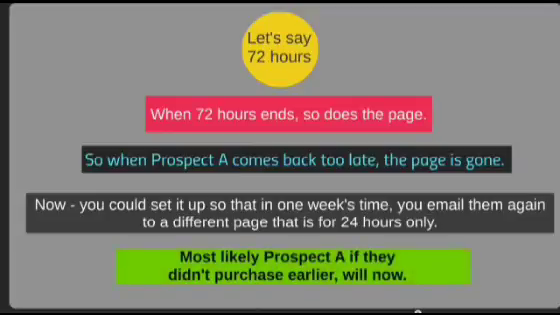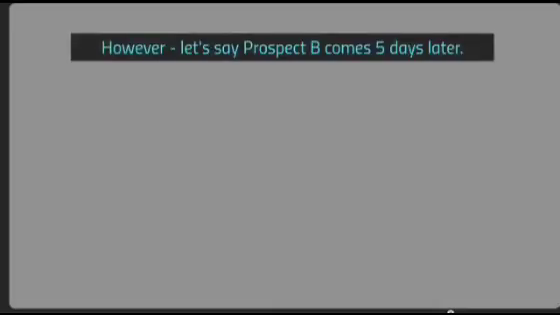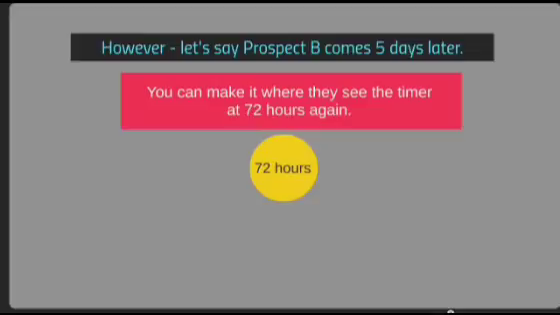Now, most likely prospect A, in this case, didn't purchase earlier, but they will purchase now. However, let's say prospect B comes 5 days later. You can make it so they see a timer at 72 hours again. So really, it is based on each user when they are cookied.